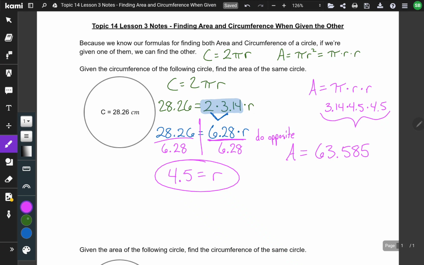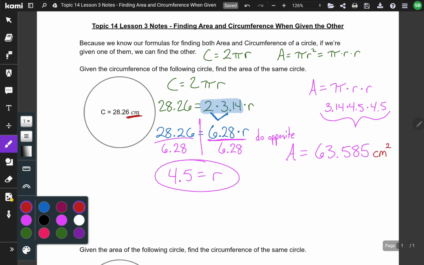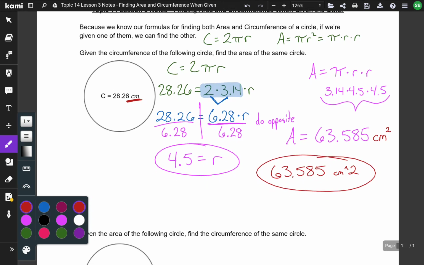We do have to label it, and we have to label it correctly. I see centimeters on our label for circumference. That's centimeters. This is area, so it's squared. When I go to type that answer in, I type in 63.585 space centimeters caret 2. Okay, and that's all you're doing. You're just working backwards to find the radius from the given information, and then we can use it in the other formula. Okay, so that's circumference to area.